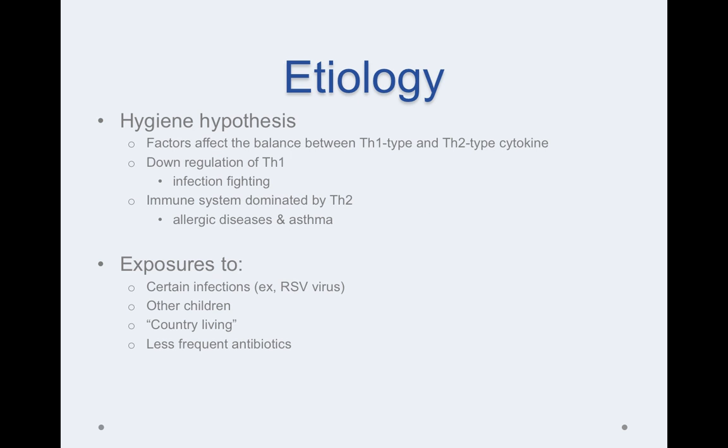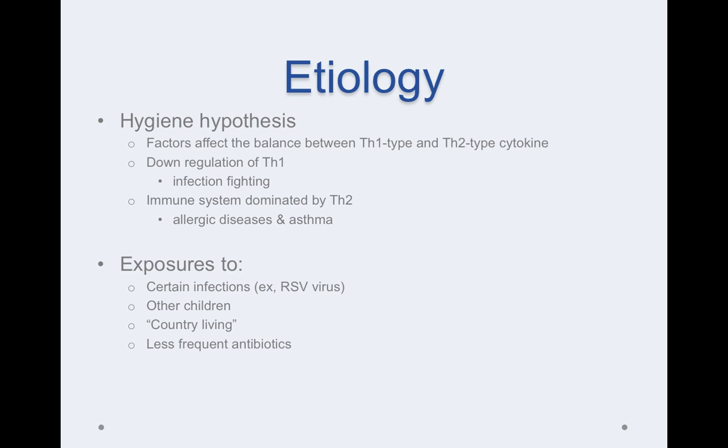The hygiene hypothesis is suspected and supported by studies demonstrating a lower risk for asthma in children who are exposed to high levels of bacteria or endotoxin. There are factors affecting the balance of Th1 and Th2 type cytokines in the development of asthma. There is a proposed downregulation of Th1, which is responsible for infection fighting, and a subsequent upregulation of Th2, resulting in allergic diseases as well as asthma.